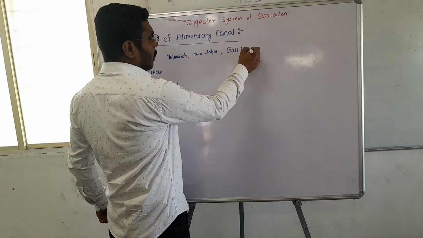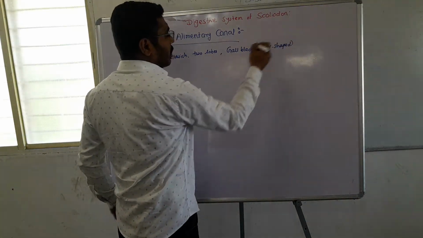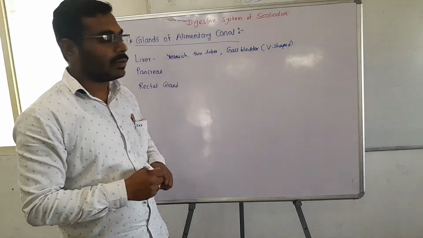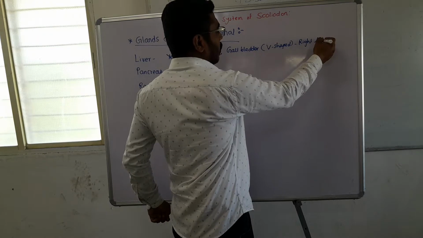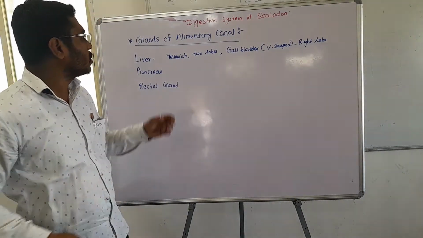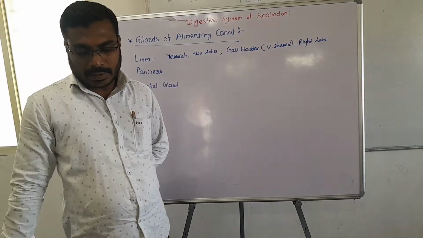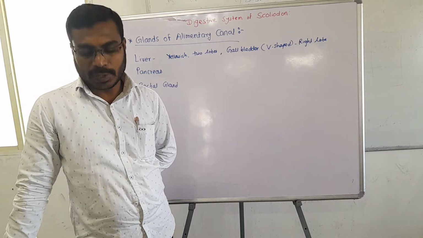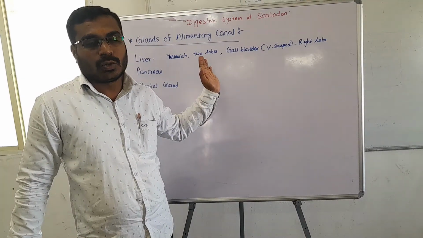The gallbladder is a capital V-shaped sac-like structure present at the right lobe of the liver, and it temporarily stores the secretions of the liver. Then the gallbladder communicates with the intestine through the bile duct. Okay, it is an exocrine gland.